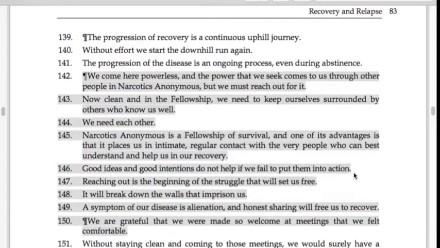146, good ideas and good intentions do not help if we fail to put them into action. 147, reaching out is the beginning of the struggle that will set us free. 148, it will break down the walls that imprison us. 149, a symptom of our disease is alienation, and honest sharing will free us to recover. 150, we are grateful that we were made so welcome at meetings that we felt comfortable.